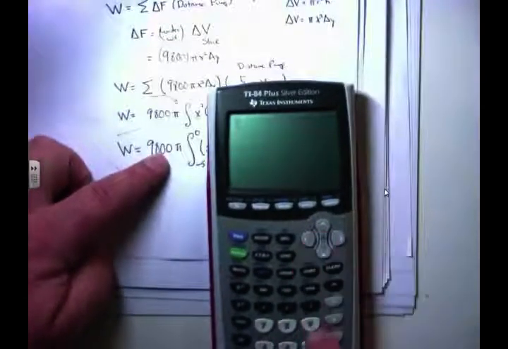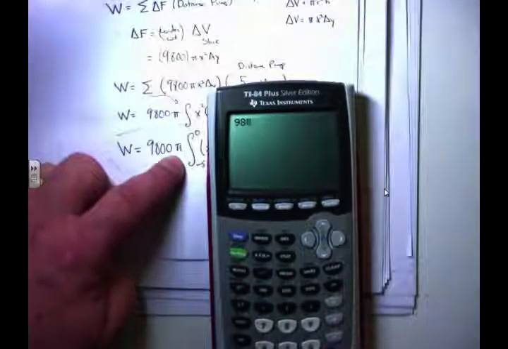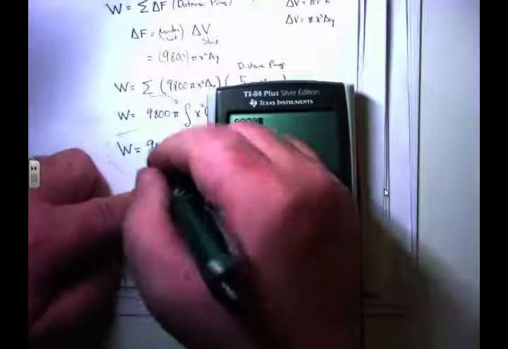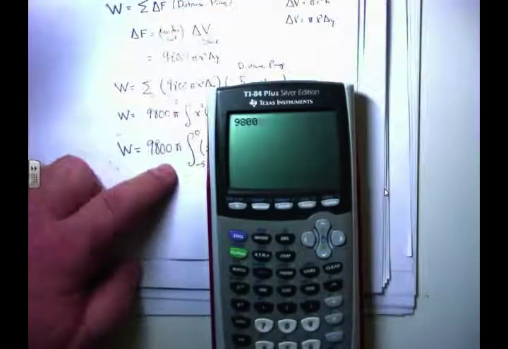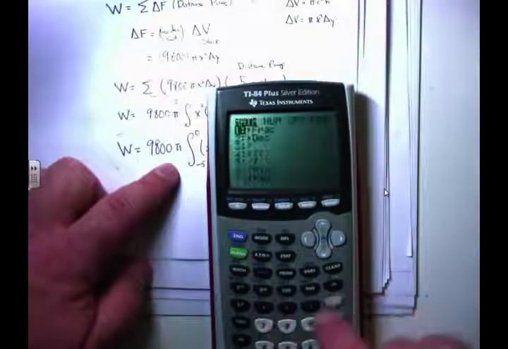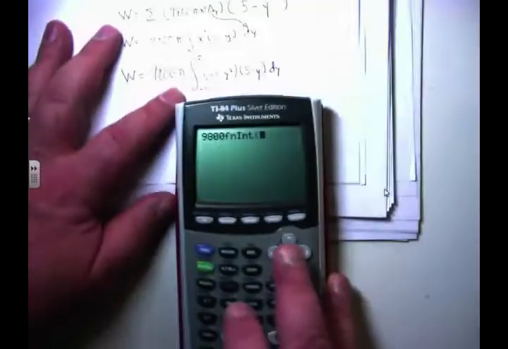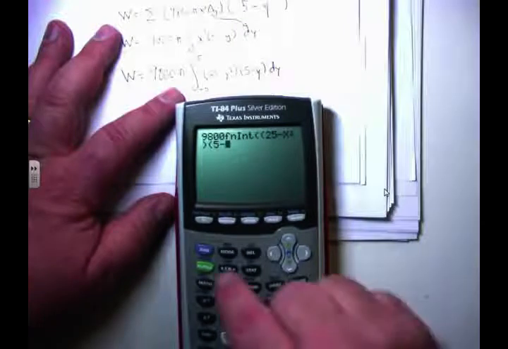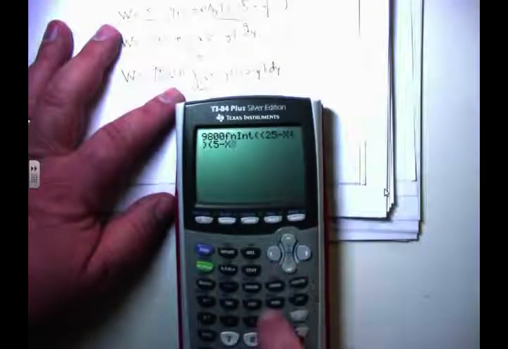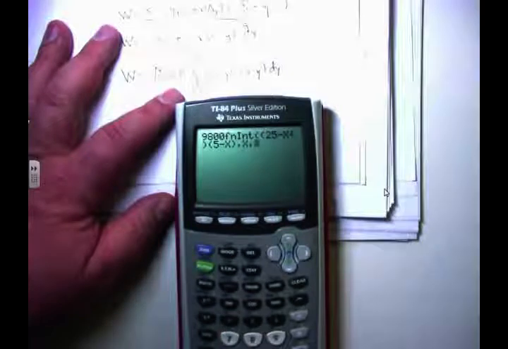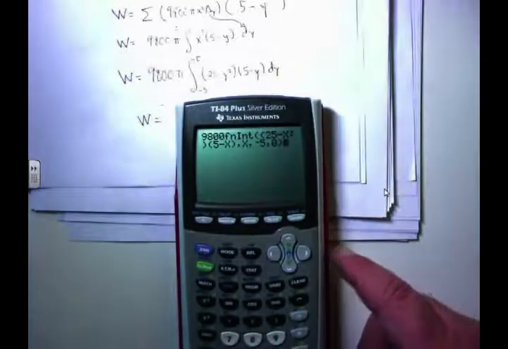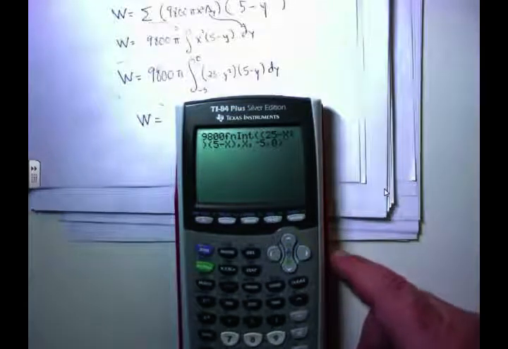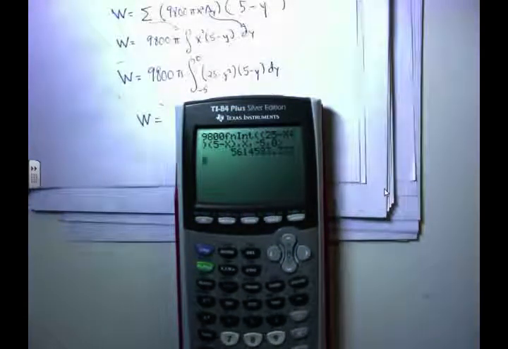I would leave the pi off and take the 9800, that's an 8 there in case you can't read that. 9800, leave the pi off, math number 9, integrate. My function is, another parentheses, 25 minus x squared, close parentheses, times 5 minus x, I'm changing y's to x's for the calculator purpose here, close parentheses, comma, variable, comma, low bound, which is negative 5, comma, to 0, because that's where the water's at. Okay? And so when I integrate it, I got that.